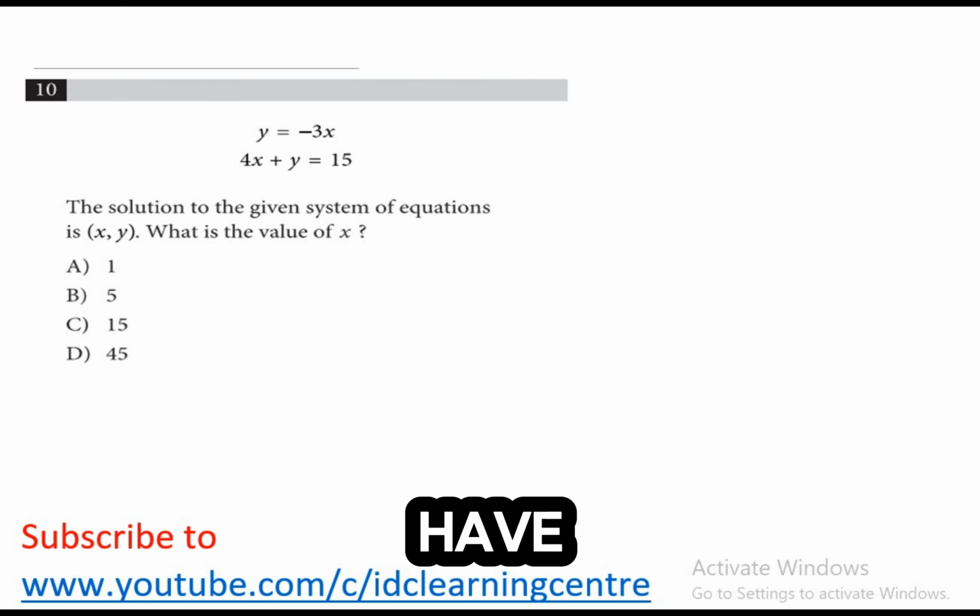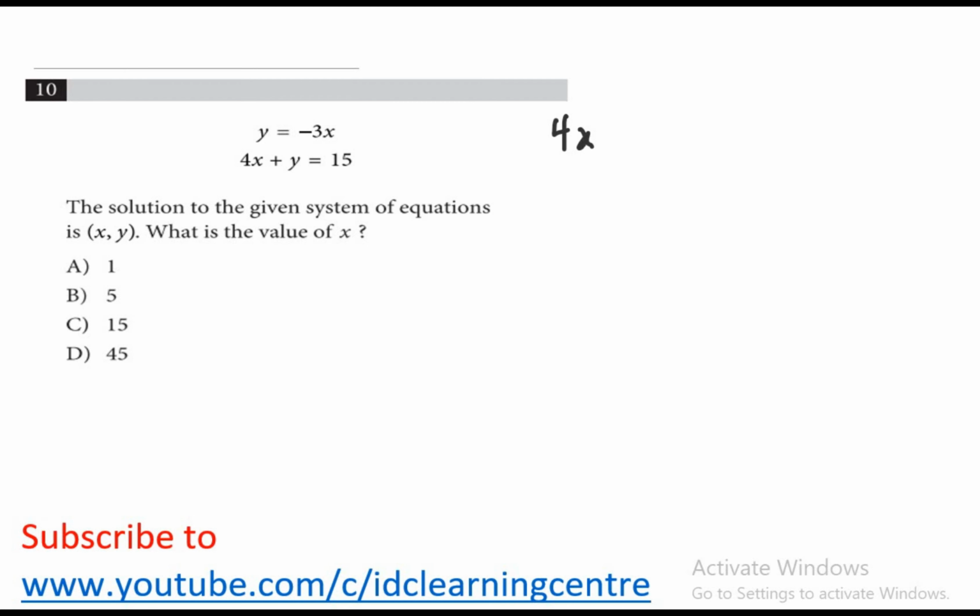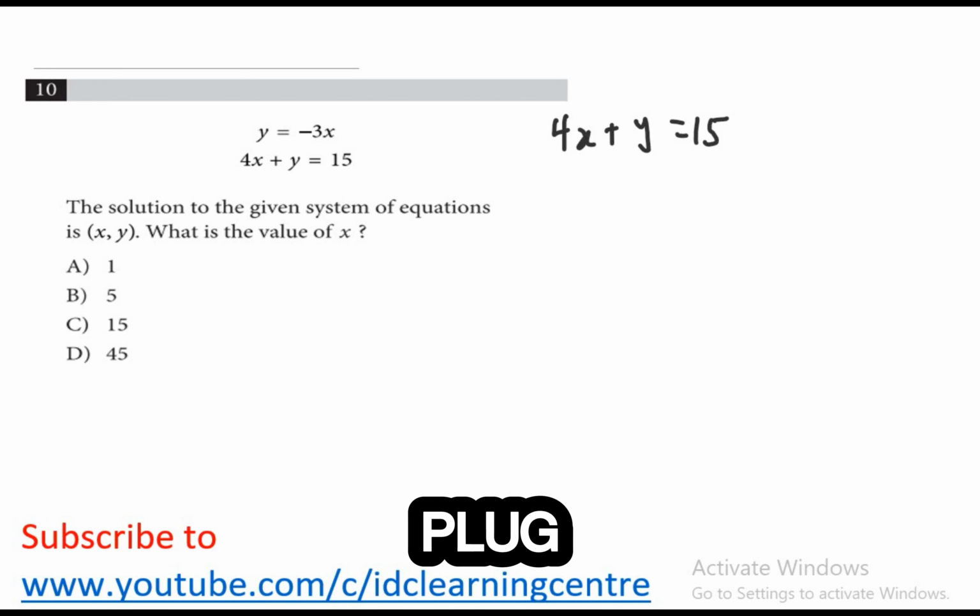Question 10, we have the value of y equal to negative 3x. So I will substitute the value of y in the second equation. So we have 4x plus y is equal to 15. From the first equation, y is equal to minus 3x. So we plug in negative 3x as the value of y. This is the substitution method of solving simultaneous equations or a system of equations.